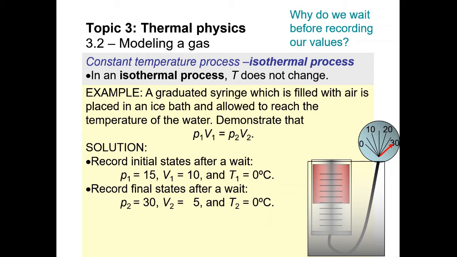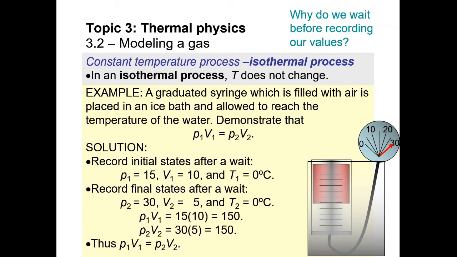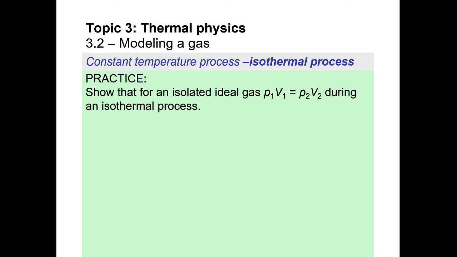P2 is 30, V2 is 5, and T2 is 0. We keep the temperature constant. And we find that P1 V1 equals 150, P2 V2 equals 150. Therefore, P1 V1 equals P2 V2 during an isothermal process. This shows that for an isolated ideal gas, P1 V1 equals P2 V2 during an isothermal process.